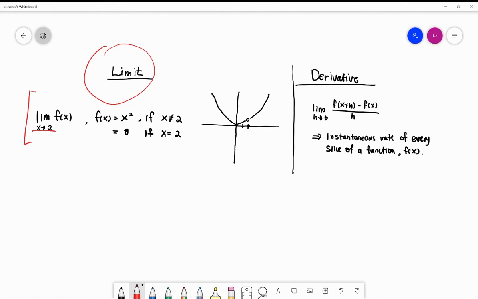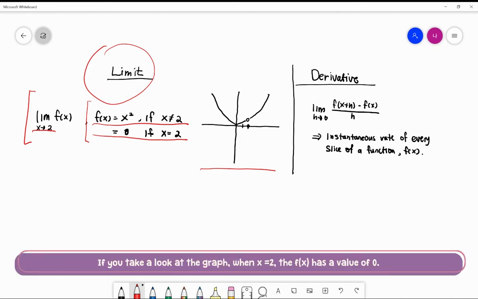In order to solve this, we first need to know what our function is. Our function f of x is equal to x squared if x is not equal to 2, and it's equal to 0 if x is equal to 2. In this graph on the right, we can see that the value of f of x is 0 when x is equal to 2.